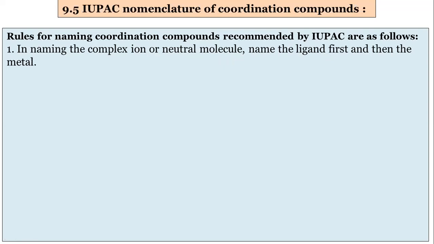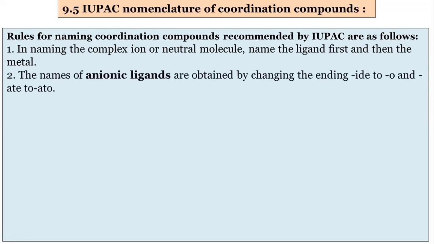You know the meaning of the ligand now, but again I am explaining. Ligands are the groups which are attached to the central metal atom, having the capacity to donate an electron pair, and a coordinate bond is formed. This is called a ligand. So we have to write the name of the ligand first, and then write the name of the metal. I will explain all the rules first, and then we will discuss the nomenclature system. Today we will discuss all the rules.